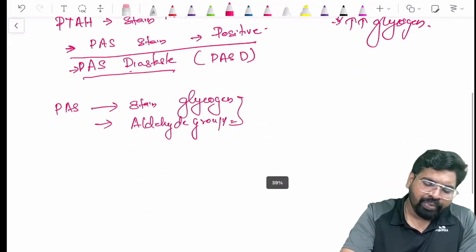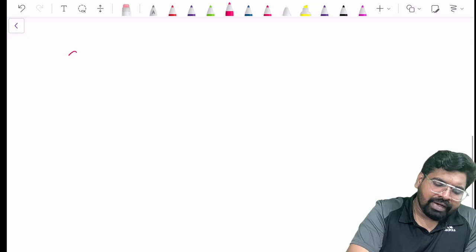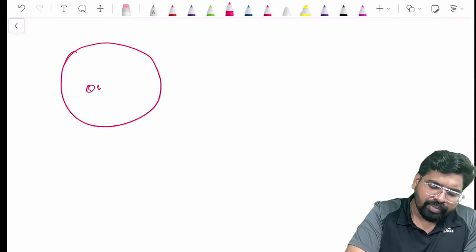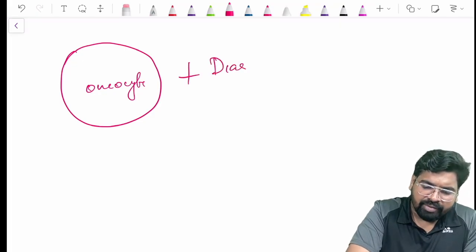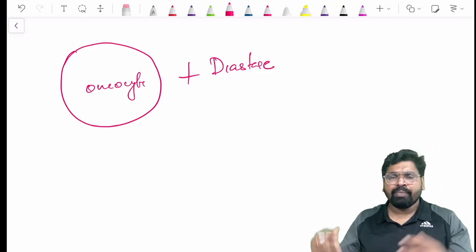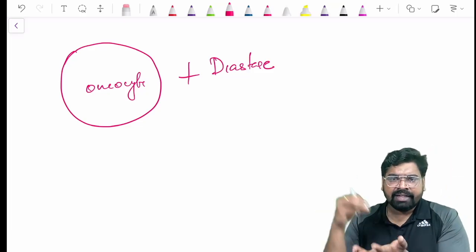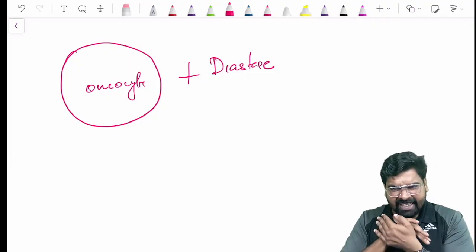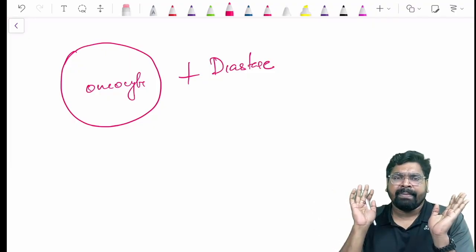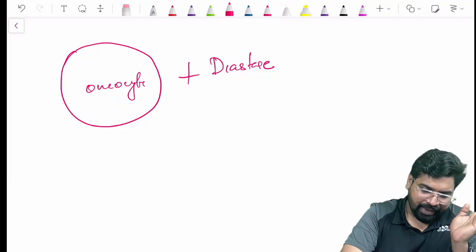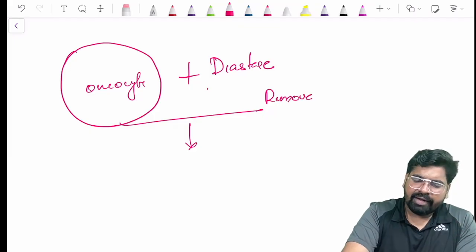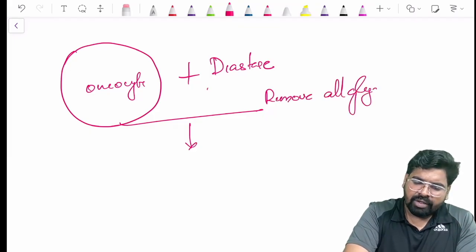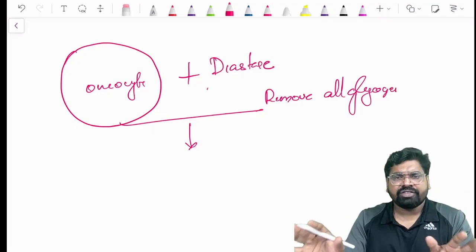So what will I do? I will take an oncocytoma, and I will put diastase. What happens when I put diastase on this oncocytoma? The diastase will digest all the glycogen. So the glycogen is gone. Complete glycogen is removed by the diastase.